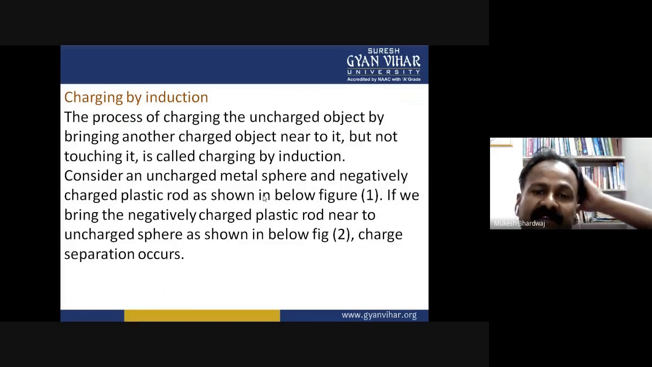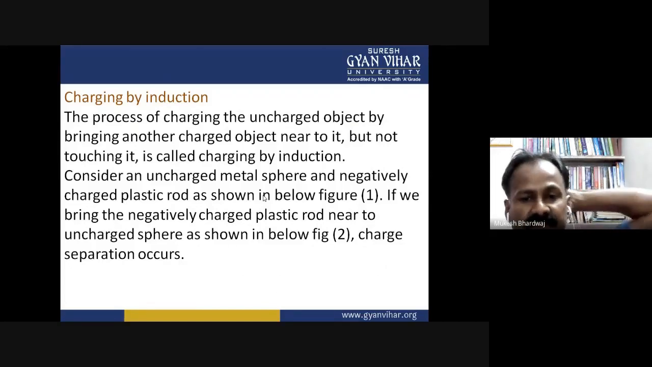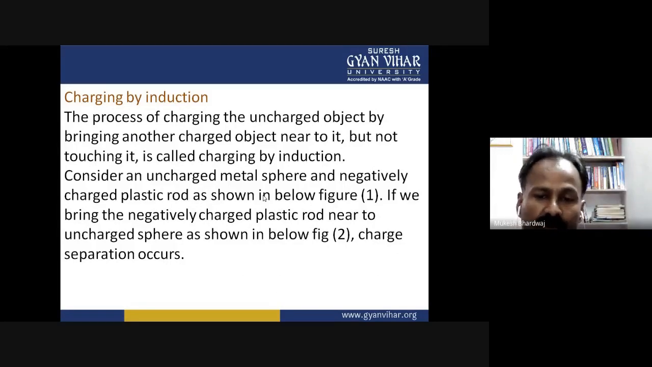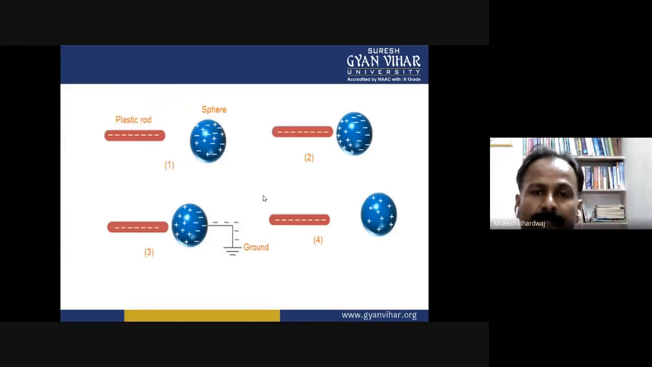Consider an uncharged metal sphere and a negatively charged plastic rod as shown in the figure in the next slide. If you bring the negatively charged plastic rod near to the uncharged sphere, charge separation occurs. This is the phenomenon of charging through induction. In figure first, the plastic rod and the sphere are separated by a distance. If we bring the plastic rod closer to the sphere, the negative charge in the plastic rod attracts the positive charge of the sphere towards it and repels the negative charge towards the other side.